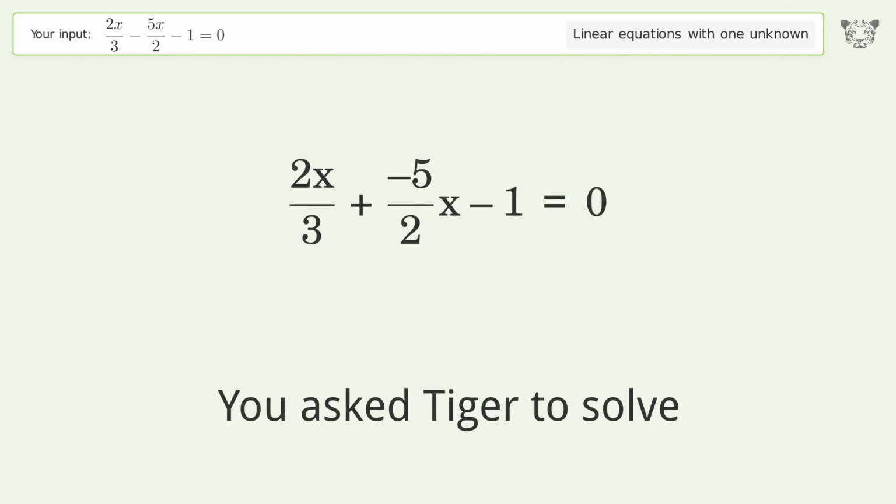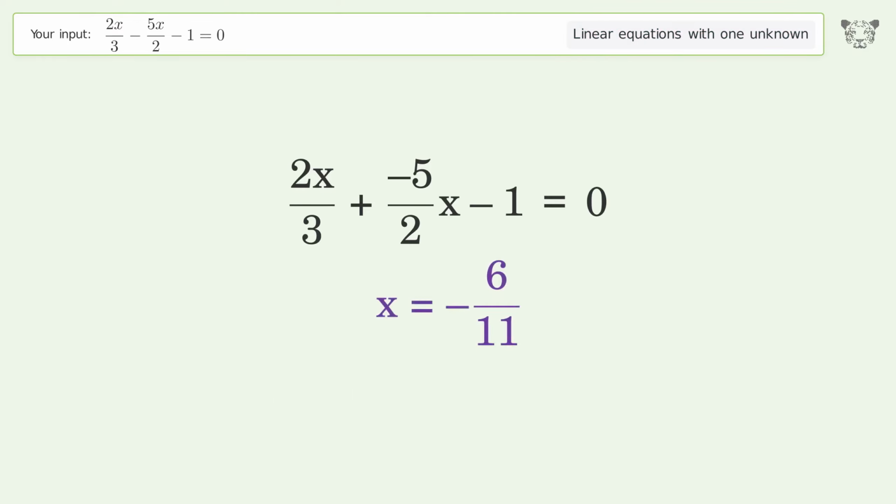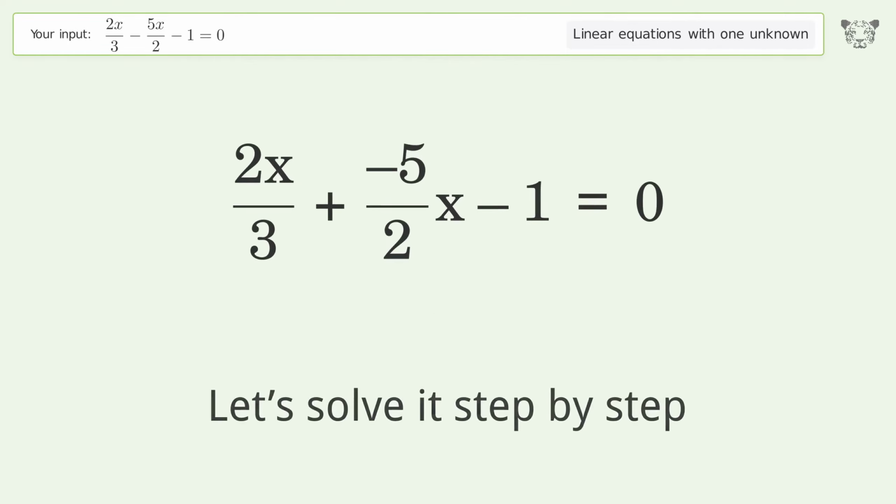You ask Tiger to solve. This deals with linear equations with one unknown. The final result is x equals -6/11. Let's solve it step by step.